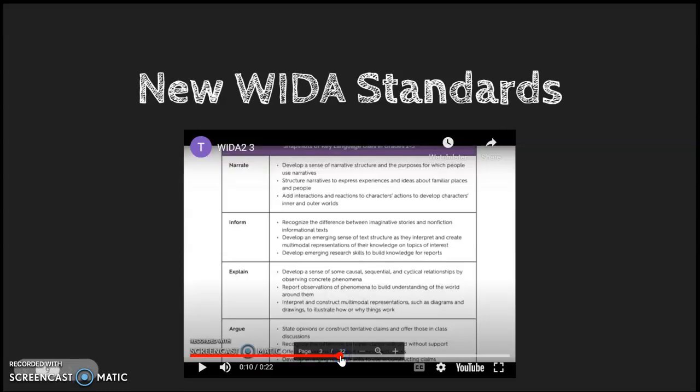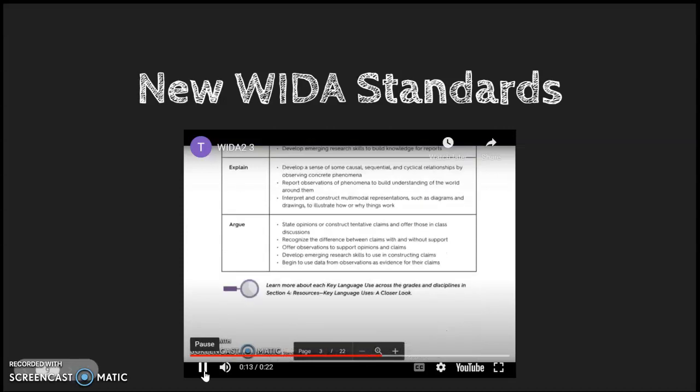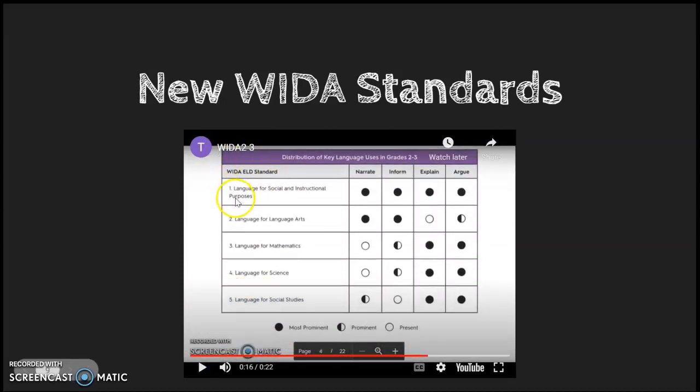Trying to get back here. Okay, key language uses: narrate, inform, explain, and argue. And you can see those as they show up elsewhere in the doc. For example, here under the standards, the different language for social and instructional purposes, language arts, math, science, and social studies, and the amount of those different key language uses used in those different things in your grade span.